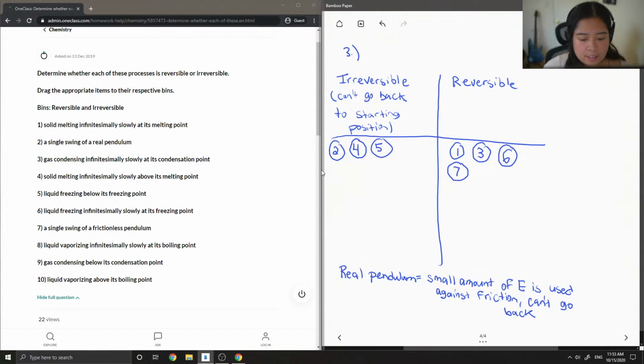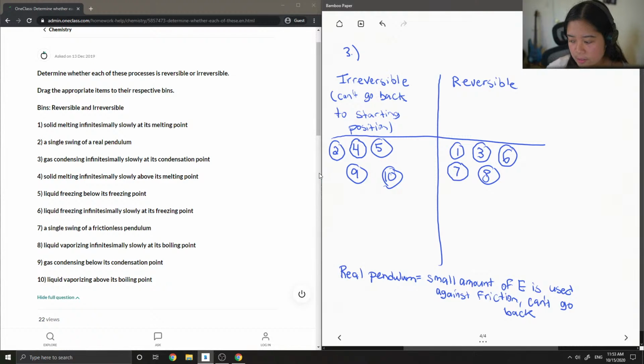Liquid vaporizing slowly at its boiling point. This is reversible. Gas condensing below its condensation point. That's irreversible. And then liquid vaporizing above its boiling point is irreversible.